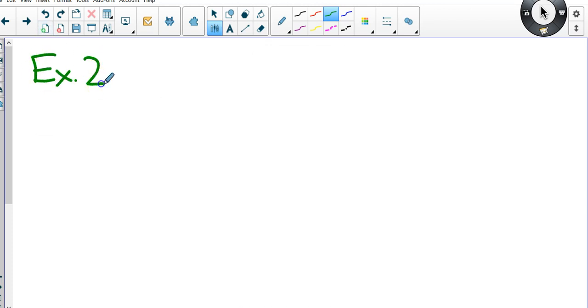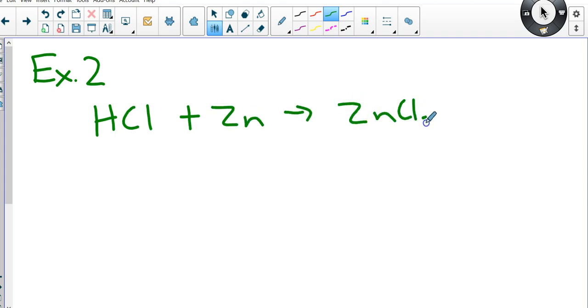Example number 2. So let's say that we have, I don't know, hydrochloric acid plus zinc gives me zinc chloride and hydrogen gas. So balance the equation first. Always first balance the equation. It's a tough one. Okay, I did it. Yay.